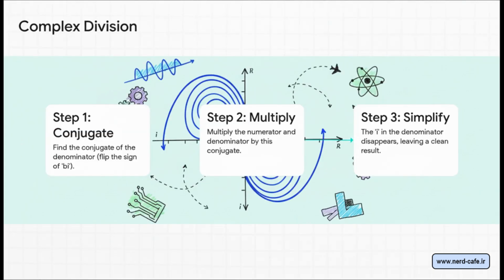Now, adding and multiplying these things is pretty intuitive, but division has this really clever little trick. To get that pesky i out of the bottom of a fraction, you use something called its conjugate. And all that means is you just flip the sign on the imaginary part. You multiply the top and bottom by that conjugate, and like magic, the imaginary stuff on the bottom just cancels itself out. It's a beautiful piece of mathematical cleanup.